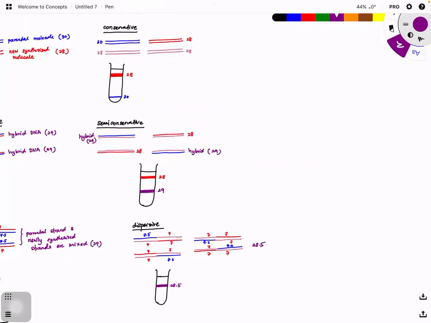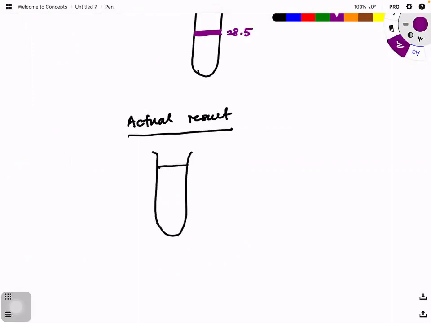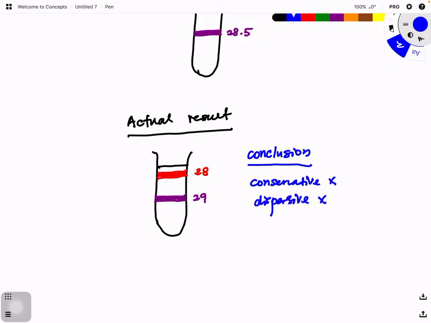But what is the actual result? The actual result shows two bands. Where are these two bands? We have the band at the center, which indicates 29, and one band at the top, which indicates 28. So what is the conclusion? Confirm, double confirm: conservative is the wrong model. Dispersive is also wrong. So only semi-conservative is the correct model.